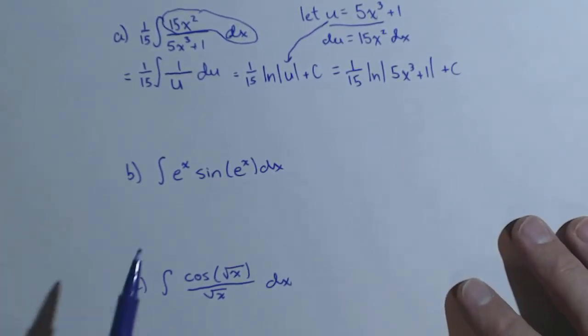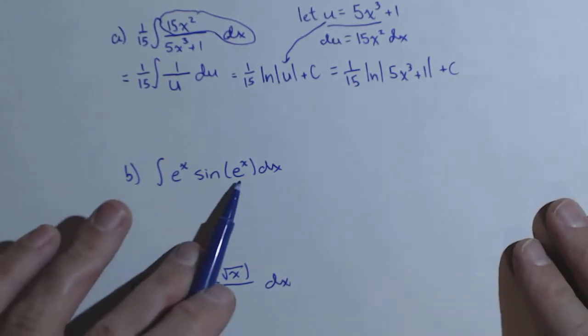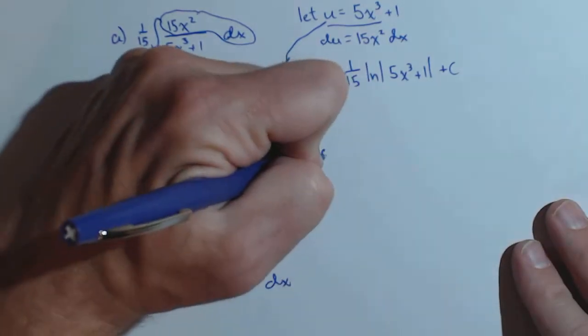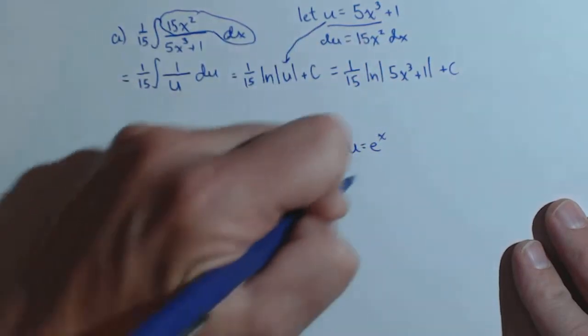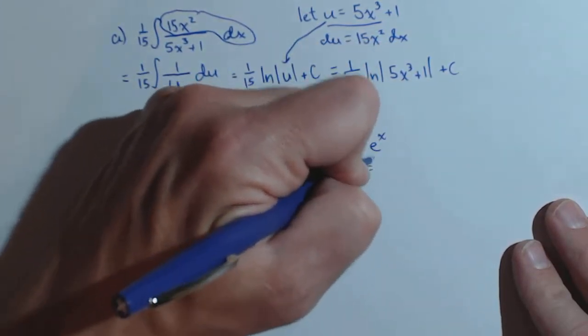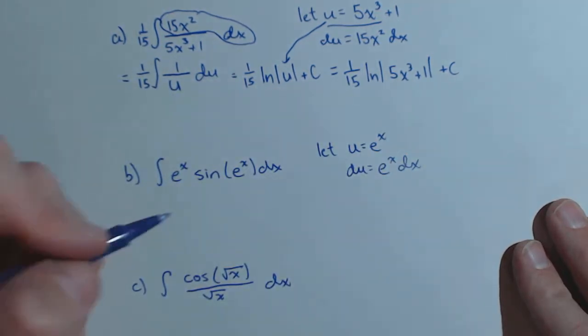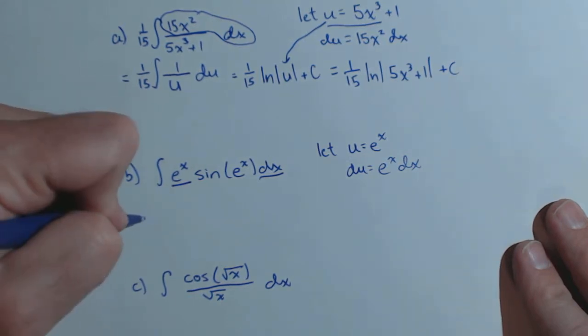Let's take a look at the next one. Again, I need to make a choice such that its derivative's in there and it's going to make this thing simpler. Remember, one of the nice properties about e to the x is it is its own derivative. So look at what happens. If I let u equal e to the x, then my du is the derivative of that, which is e to the x dx. I have exactly e to the x dx already in there.